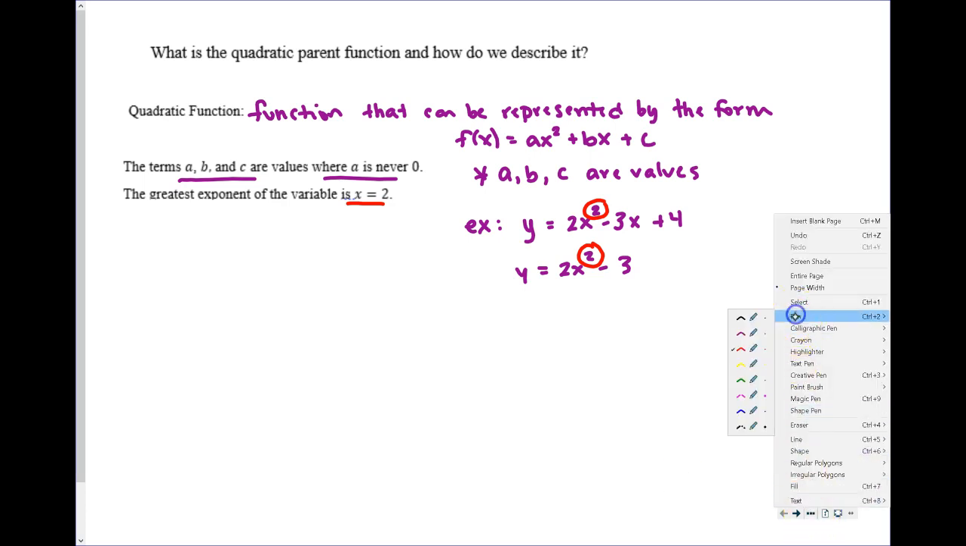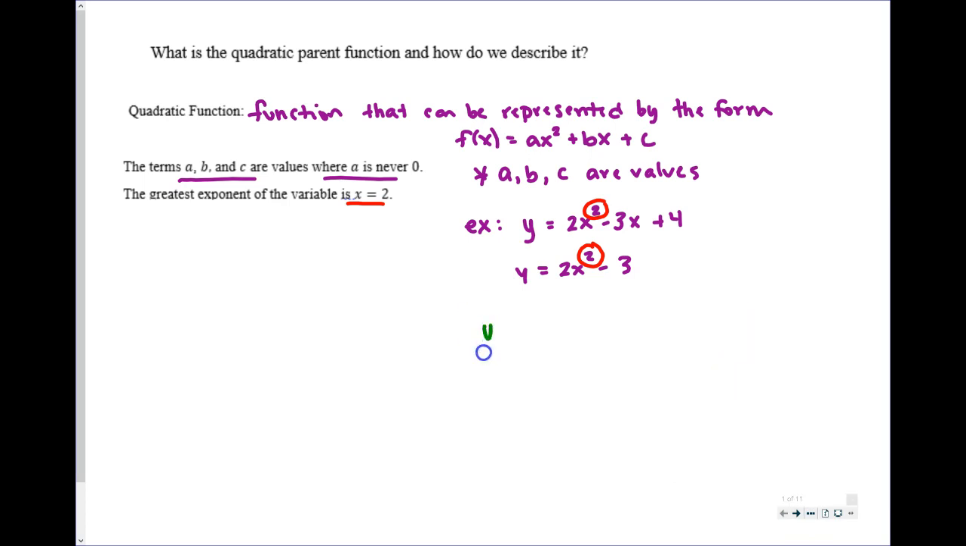And you can't have a quadratic function that looks like this. If I have y equals 2x plus 3, this is not quadratic. In fact, we've worked a lot with this. This is y equals mx plus b. This is linear. So the two functions that we really work on in algebra are linear, which we spent all of first semester working on, and now we're going to start working on quadratics in this semester.